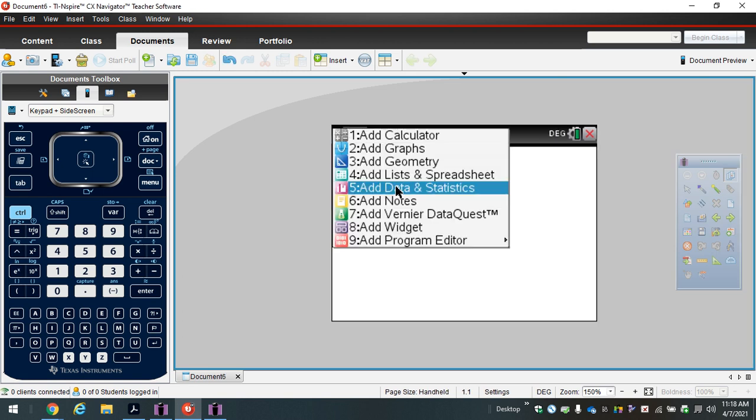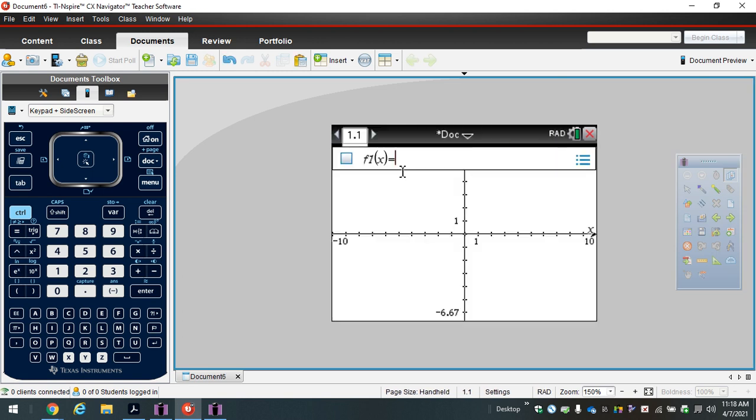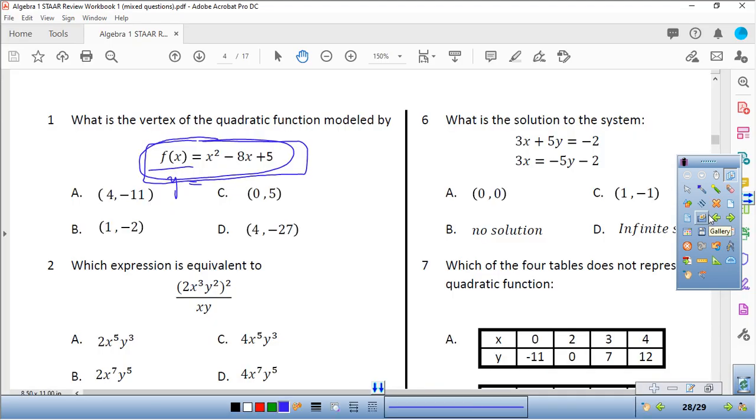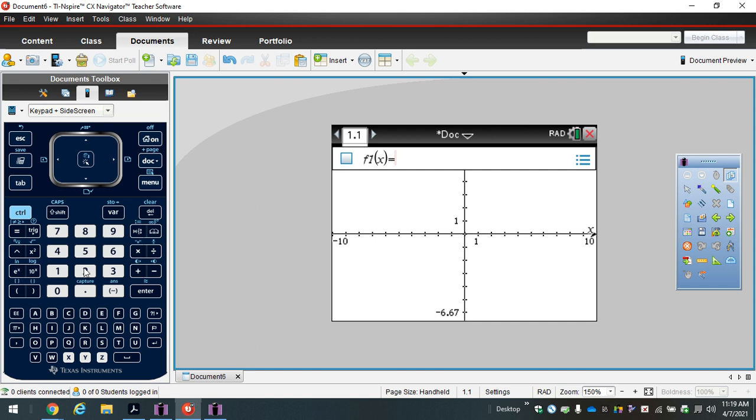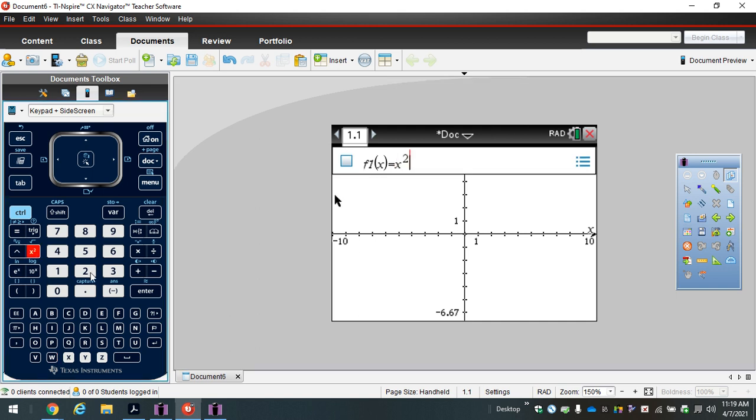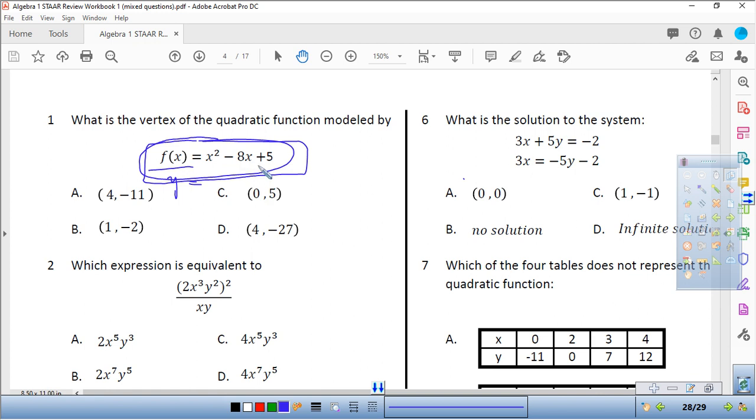I'm going to go to graphs and type it in there. So it's going to be x squared minus 8x plus 5. You need to know how to do that. Now I'm going to double check. X squared minus 8x plus 5, cool. Now make sure you know they want the vertex.